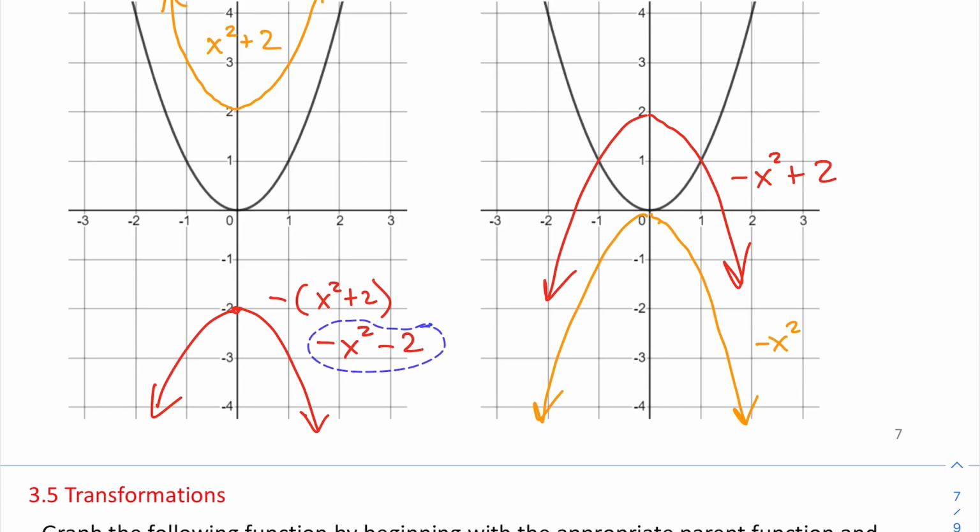But notice what's currently circled is equivalent. I could have achieved this graph right here by doing the opposite of x squared first, which is what this orange one over here is, and then doing minus 2 after. So in other words, take this orange graph over here and shift it down 2, and it will become this red graph.